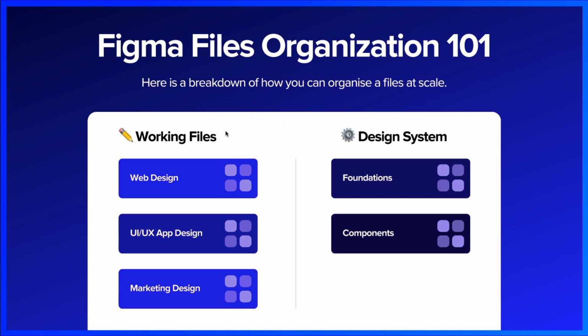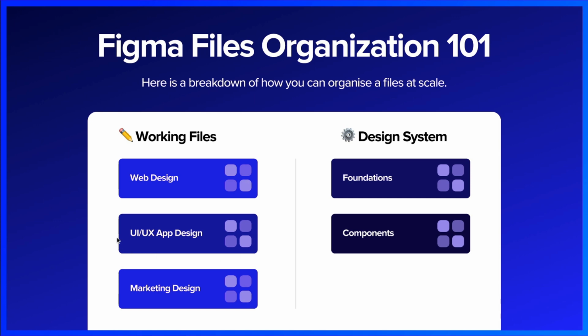But when it comes to the working files, my recommendation would be from a high level to divide whenever the project is at a level of complexity where it's difficult, especially to keep everything in one single Figma file, to divide these files into different files and really think through what are going to be the use cases and what makes more sense. Usually it's going to be a file, for example, for the website, another file for UI, UX apps.